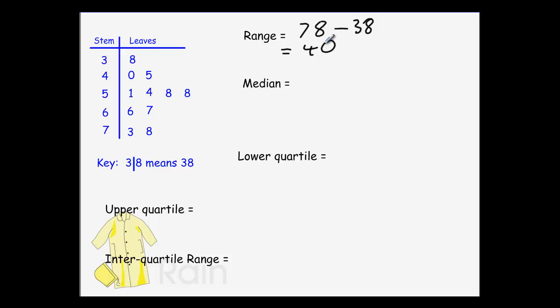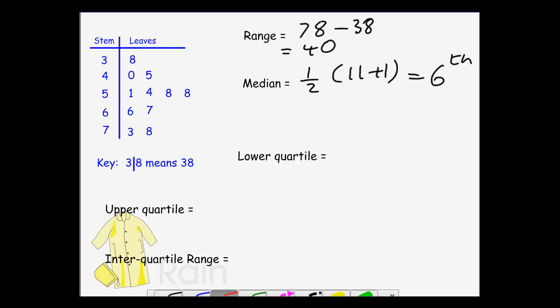To find the median, we need to halve the number of pieces of data, which in this case is 11, plus 1. So 11 plus 1 is 12, half that, we get 6. So we want the 6th piece of data.